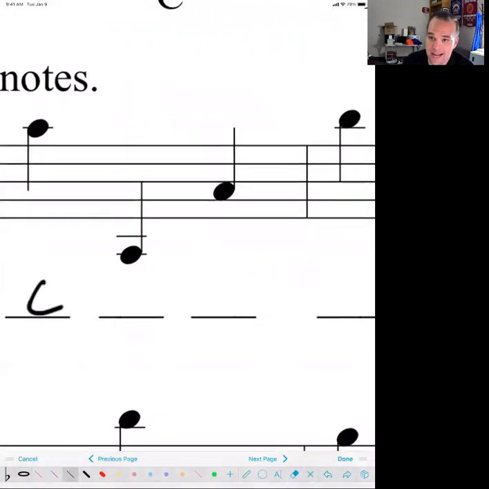Now this one I got to think a little bit because it's a little far. So I know G is the bottom line because good boys do fine always in bass clef. So now I'm going to count down from G. I'm going backward through the alphabet. G, F.